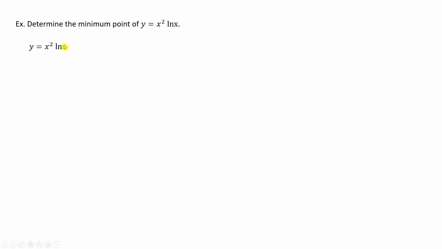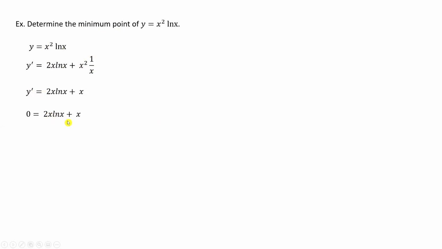This is a product rule, so we'll do derivative of first times second, plus first times derivative of second. So derivative of first, 2x, times the second, plus the first, times the derivative of ln x, which is 1 over x. Let's clean this up. x squared times 1 over x, that'll just give us x. And at a minimum point, we said the slope was equal to 0. So we're going to make the slope equal 0 and then solve this equation.